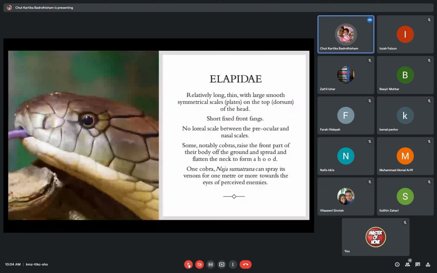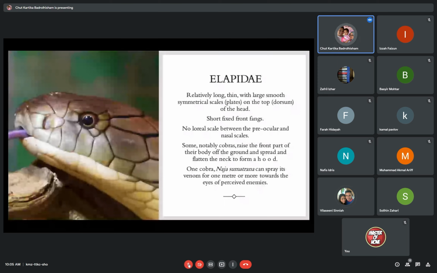In cobras, they have a hood; they spread and flatten the neck, and then you can see the hood. Next is Naja sumatrana. Naja sumatrana is found in Malaysia, but it's not common. It will spray its venom at the eyes of the victim.